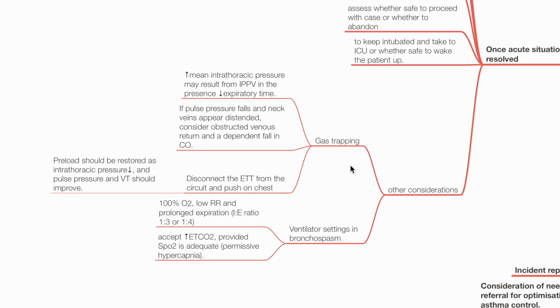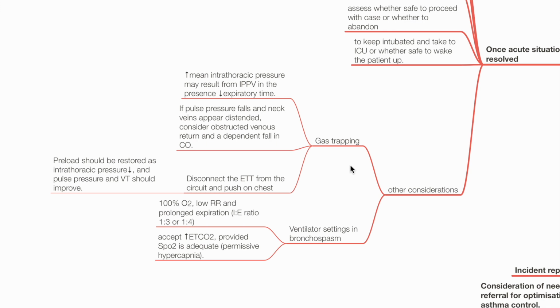Increased mean intrathoracic pressure may result from intermittent positive pressure ventilation in the presence of reduced expiratory time. If pulse pressure falls and neck veins appear distended, consider obstructed venous return and dependent fall in cardiac output. Disconnect the endotracheal tube from the circuit and push on the chest to release gas trapping. Preload should be restored as intrathoracic pressure reduces, and pulse pressure and tidal volume should improve.